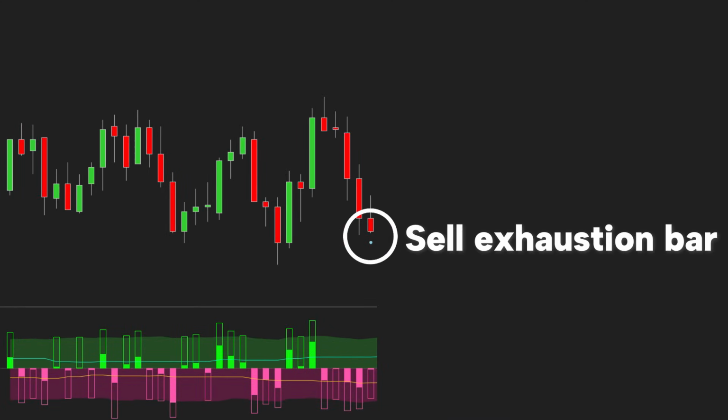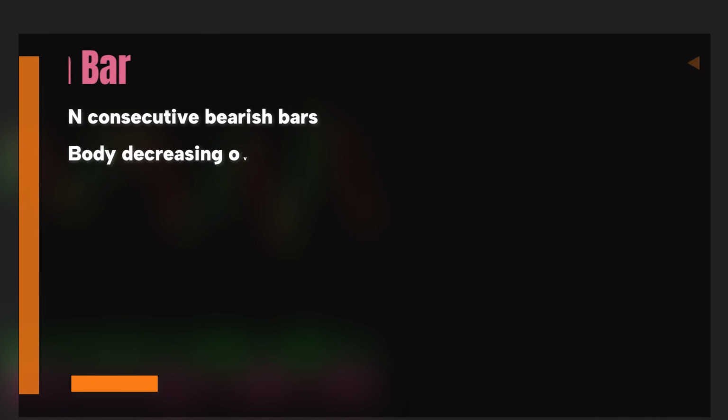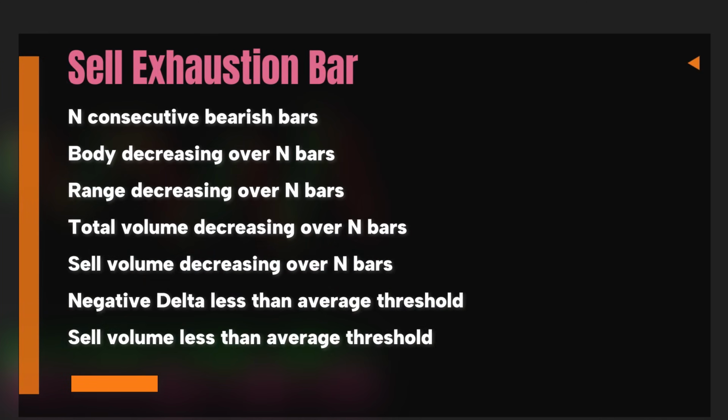Next, let's move on to the sell exhaustion bar, which shows that the sell side is losing strength. The system confirms this signal when there are N consecutive bearish candles. Body and range are decreasing. Total volume and sell volume are decreasing. Negative delta is below the average threshold, and sell volume is below the average threshold. When these conditions are met, a sell exhaustion signal is confirmed.